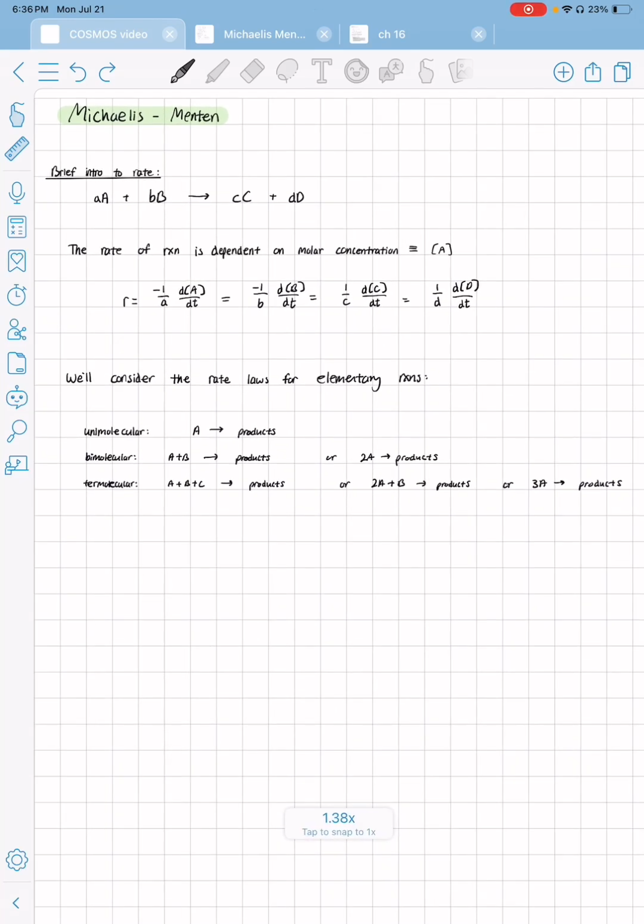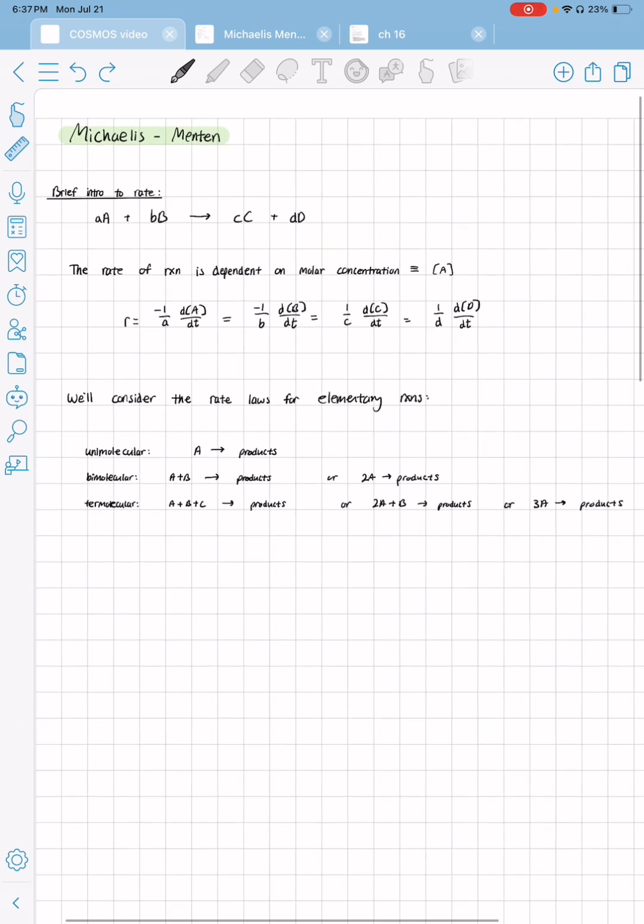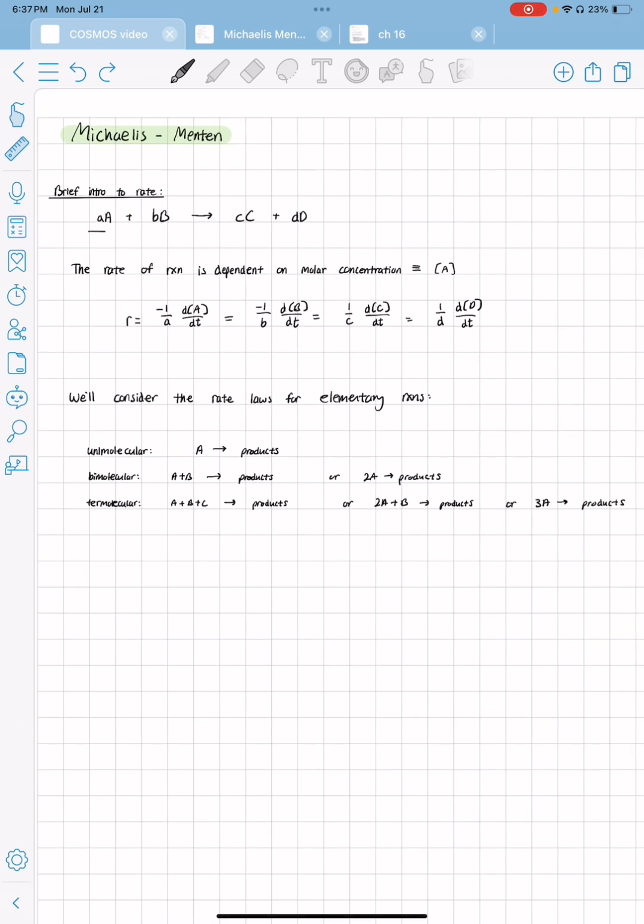Okay, hey guys. We're going to talk about the Michaelis-Menten equation today before we have our project group tomorrow, or whenever I give this video out to you guys. Before I do that, I really just want to go briefly into rate and the rate of reaction. What I have here is just a generic balanced chemical equation.